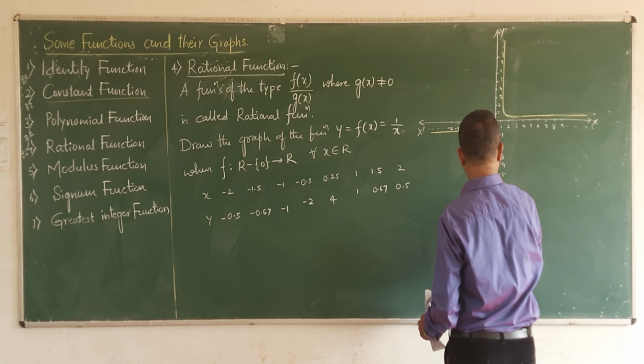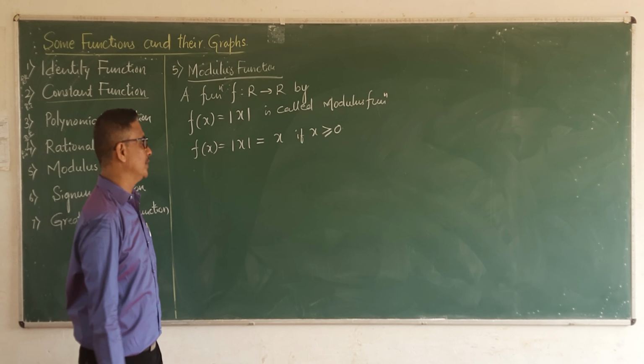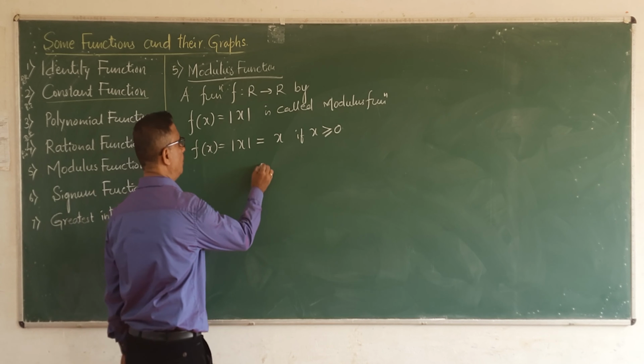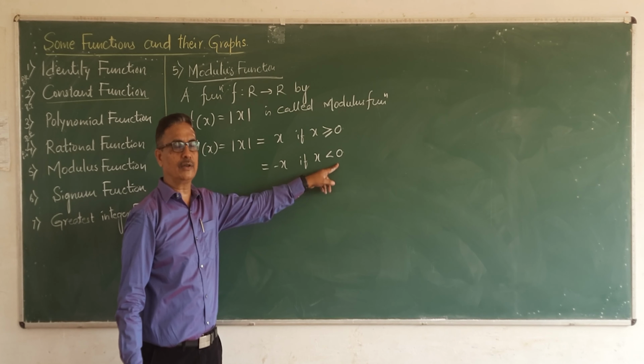Now here f of x is equal to mod x. Definition of mod x: mod x is equal to x itself if the condition x is more than or equal to 0. X should be positive. Mod x is equal to minus x if x is less than 0. This is the definition of the modulus function. Remember, a function f from R to R is defined by f of x equal to mod x. Mod x value is x if x is more than or equal to 0, mod x is equal to minus x if x is less than 0. Such a function is known as the modulus function. Then draw the graph of the modulus function.